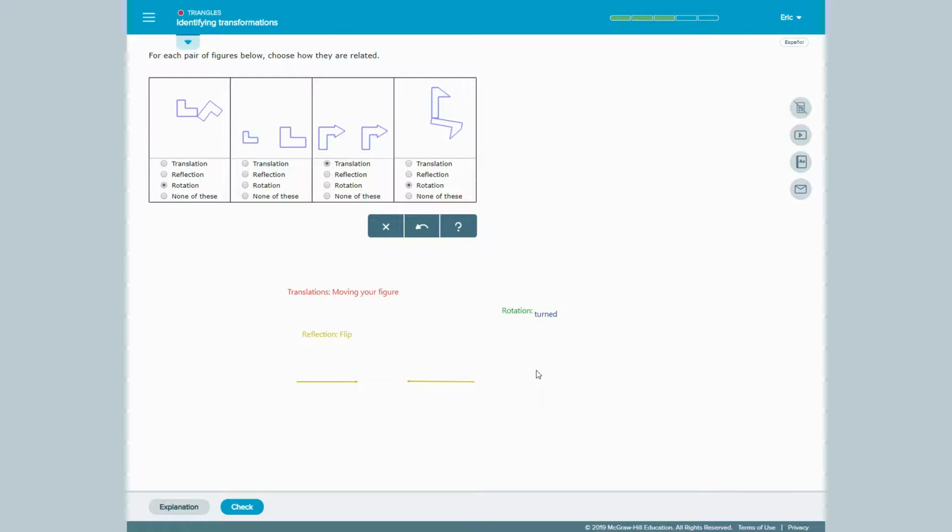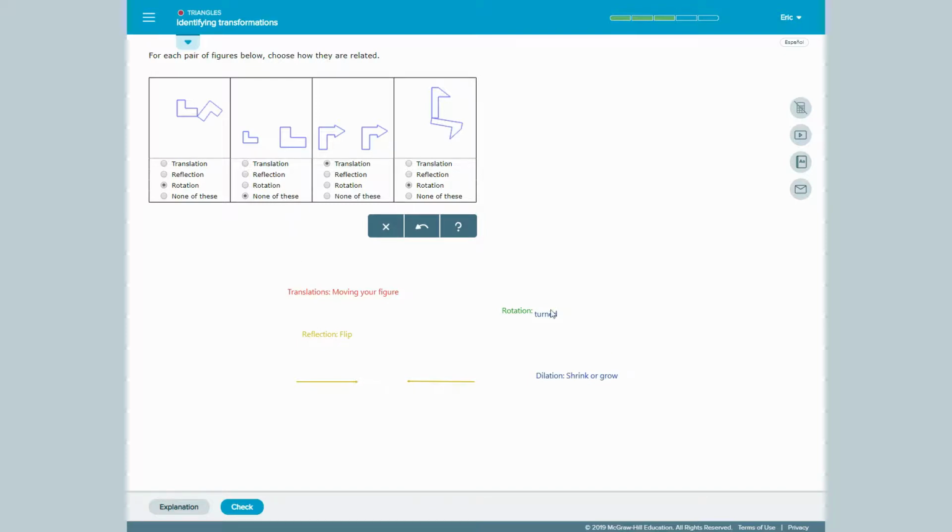The last one they give you is a dilation. A dilation is a shrink or grow. So this one is a dilation. It's the same shape. Sure, it's in a different position, but they're not the same size. It obviously got bigger. So it's not any of the ones they gave us, but that's called a dilation.